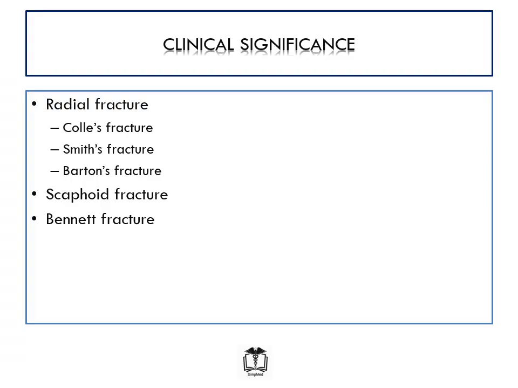Other commonly fractured bones of the upper limb include the radius and the scaphoid bone. Radial fractures can occur in three major fashions. You can have a Colles fracture, a Smith fracture, and a Barton's fracture. I'll talk about what each of these fractures mean when we get to the pictures. And you could have a fracture of the scaphoid. Remember that the scaphoid is the carpal bone that is most commonly fractured. And then we could also have a fracture of some of the other bones of the hand. And one of the commonest fractures is what we call a Bennett's fracture.